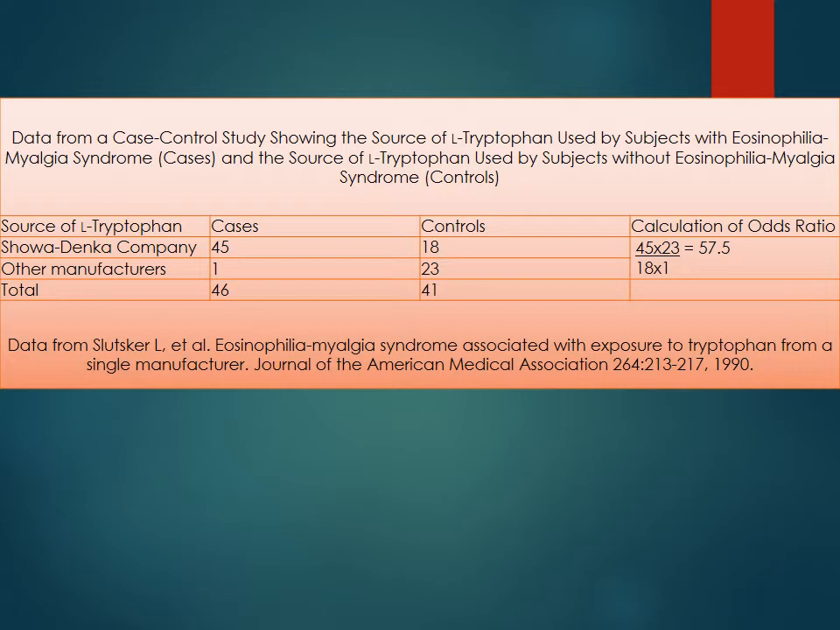And you see how these are being calculated here. How would you calculate the odds that patients who took this brand of L-tryptophan developed this condition? How would you figure out the odds of them developing it?